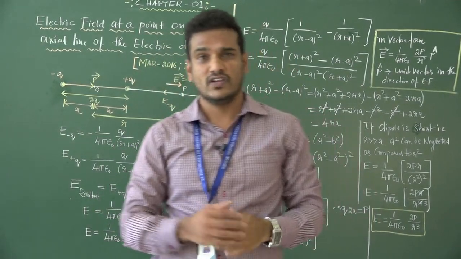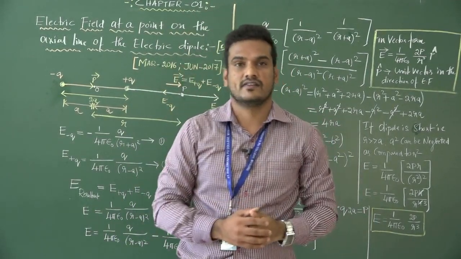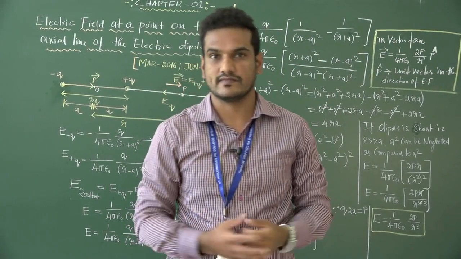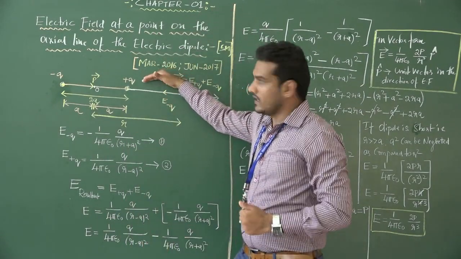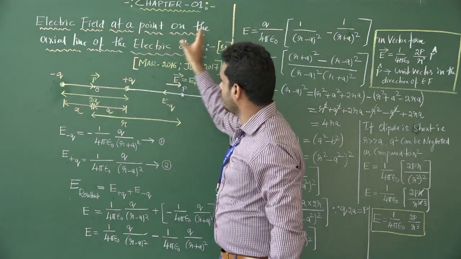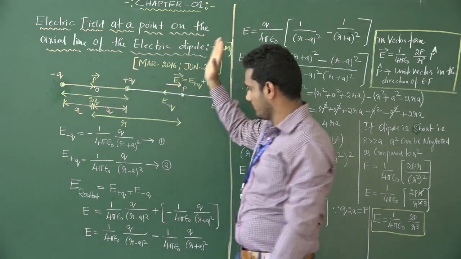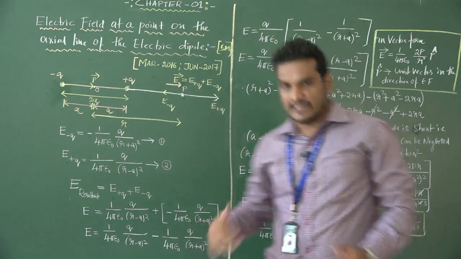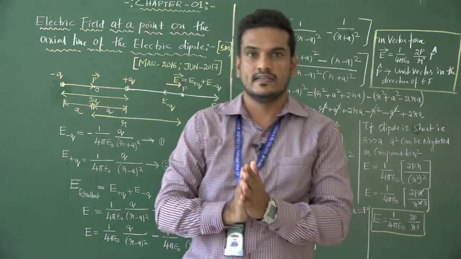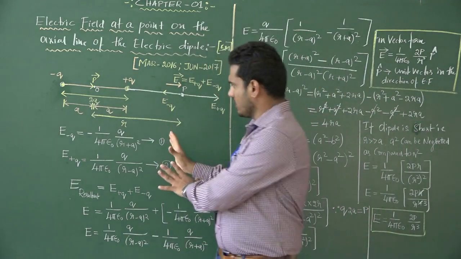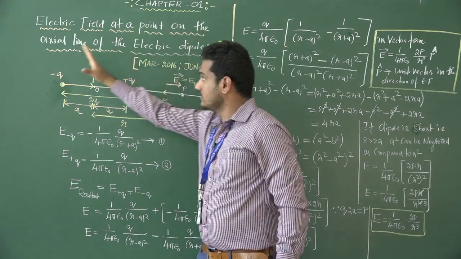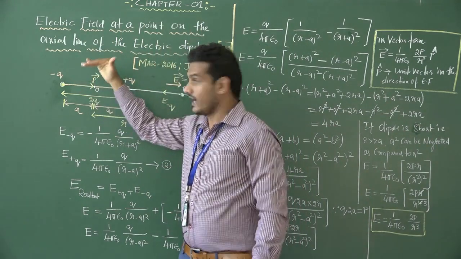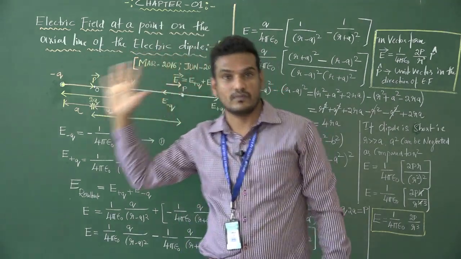So in this class we learned electric flux. When does the electric flux become maximum and minimum? And one more important derivation we learned, that is the electric field at a point on the axial line of the electric dipole. So this is the derivation. In the next class we will discuss the next derivation, the same derivation, but we are finding the electric field at a point on the equatorial line of the electric dipole.